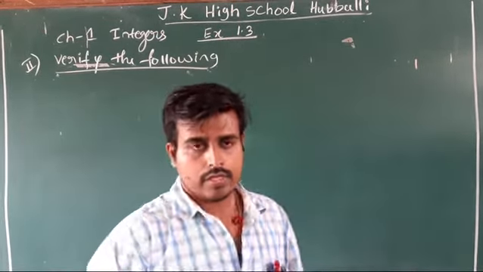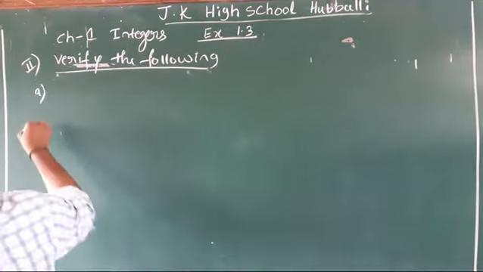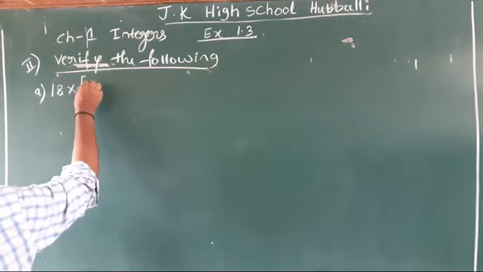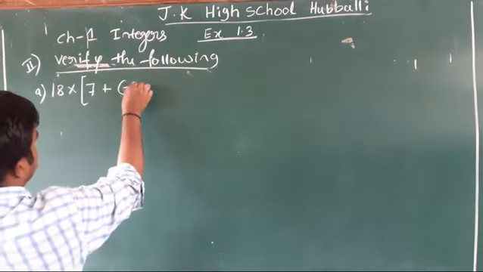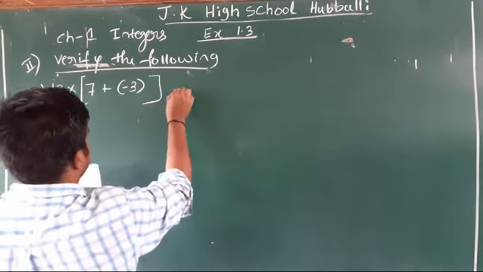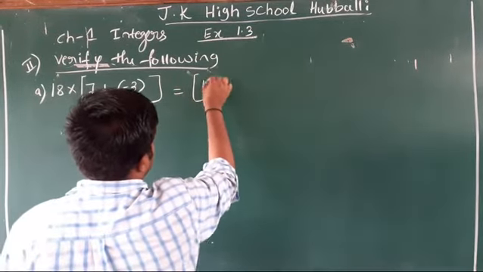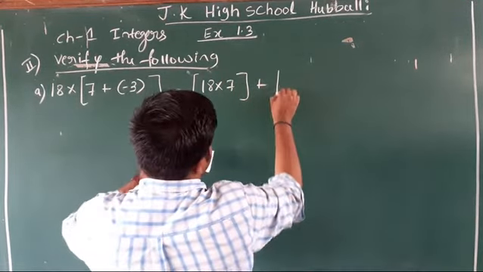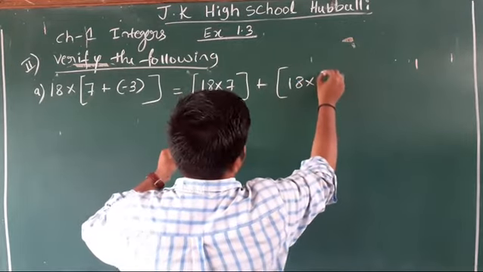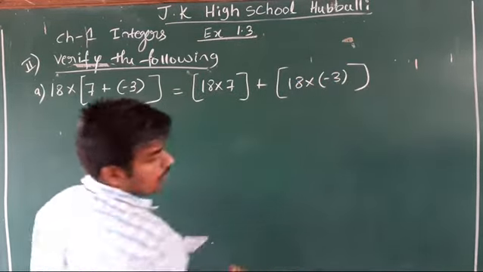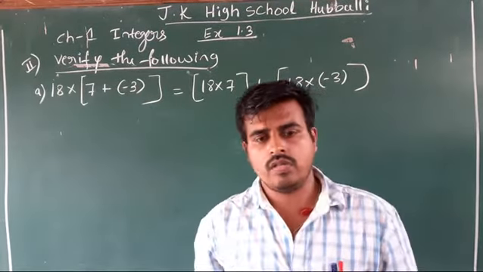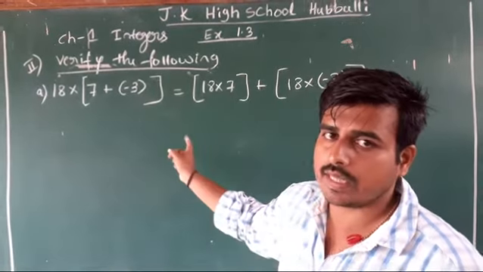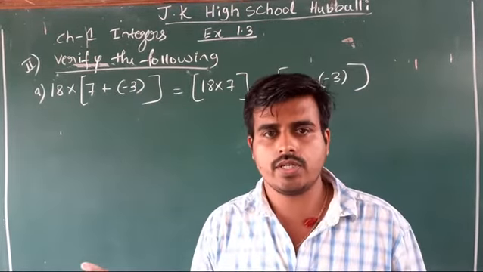Okay, I will write the question. You will come to know. 18 into (7 plus minus 3) equals 18 into 7 plus 18 into minus 3. This is one mathematical statement, or you can say an equation also, because whenever equality is present and LHS and RHS are present, we can say it is an equation.